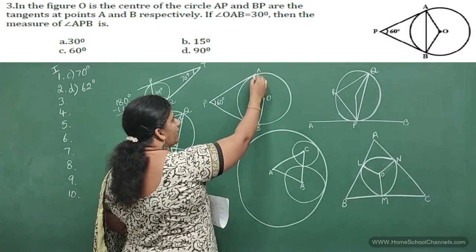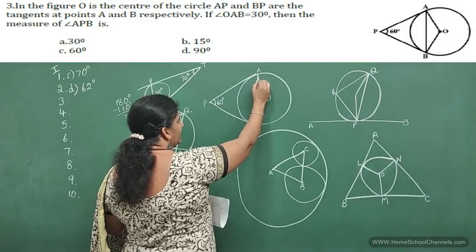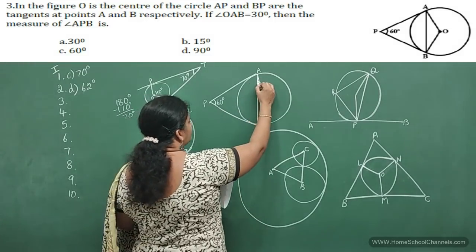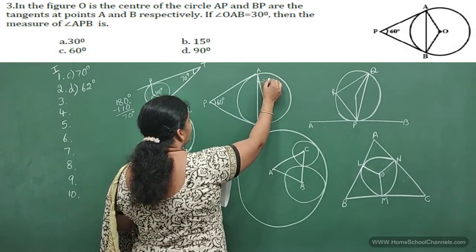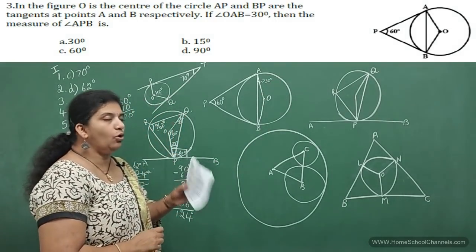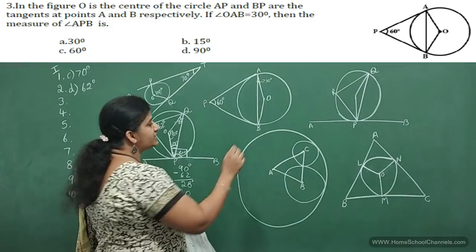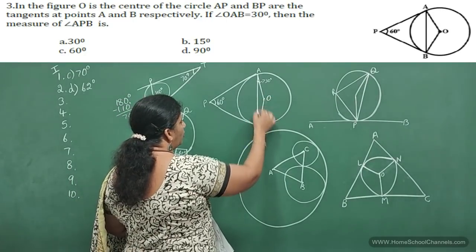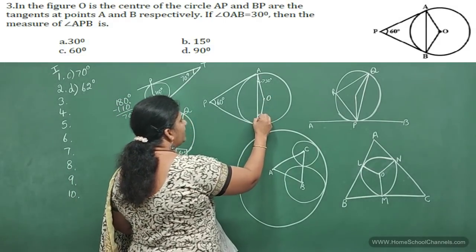And they have given angle OAB. This angle. This angle is how much? 30 degrees. I am writing here 30 degrees. Then what about angle OBA? What is the measure of angle OBA? This angle we need to find.